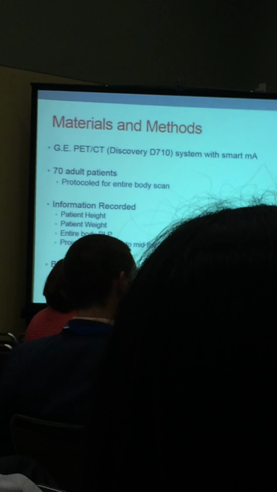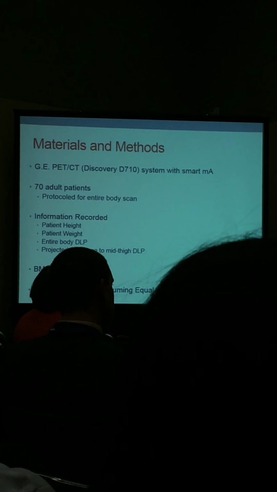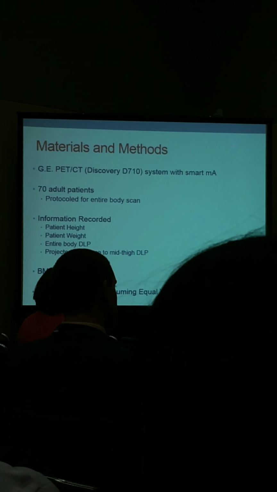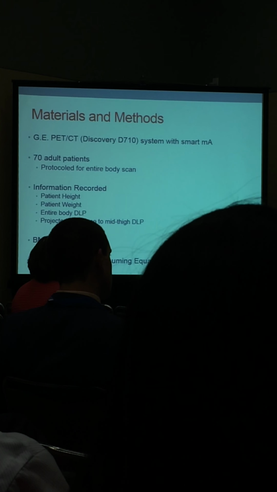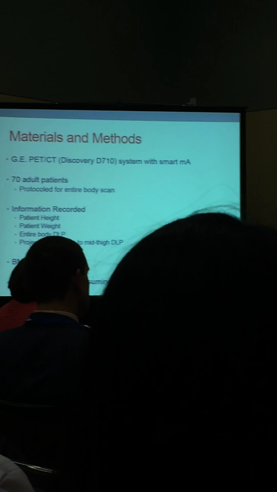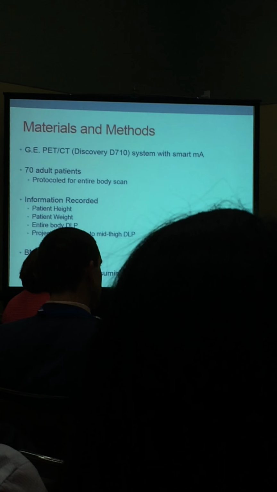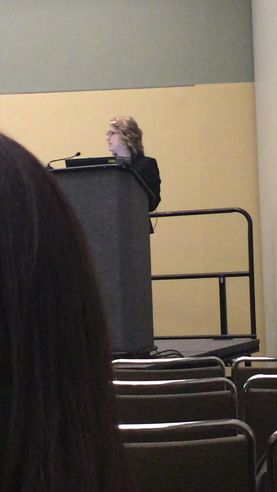For this study, I utilized a General Electric PET-CT system with SMART-MA. SMART-MA is where the tube current is able to adjust itself based off patient size and density. 70 adult patients were observed in this study. All 70 of these patients were protocoled for an entire body scan. Patients had their height and weight recorded, which were then used to calculate their body mass index. Also recorded was their entire body DLP value and their projected skull base to mid-thigh DLP value.